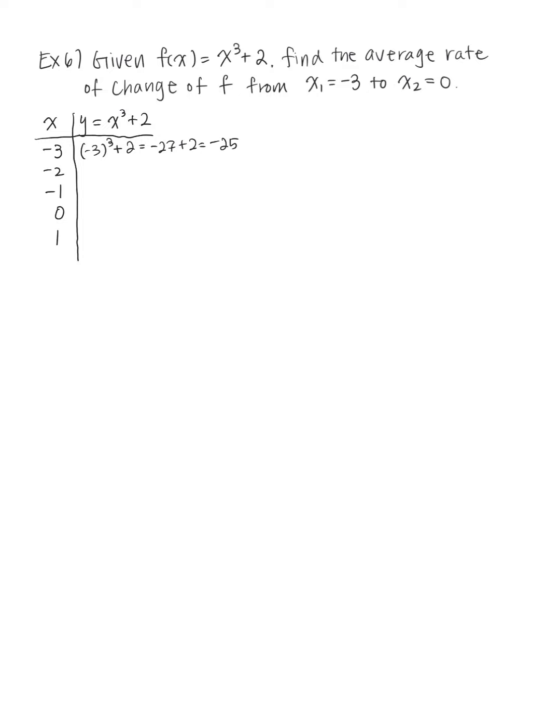I'm running out of room, so let me just write down here. So then -3 comma -25. That's where we're going to be plotting. And when x is -2, you're going to have -2 cubed plus 2. That's -8 plus 2, which is -6. So we're going to be plotting -2 comma -6. And when x equals -1, we got -1 cubed plus 2, which is -1 plus 2, which becomes 1. So we got -1 comma 1.